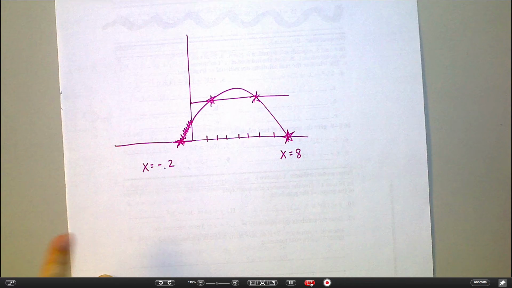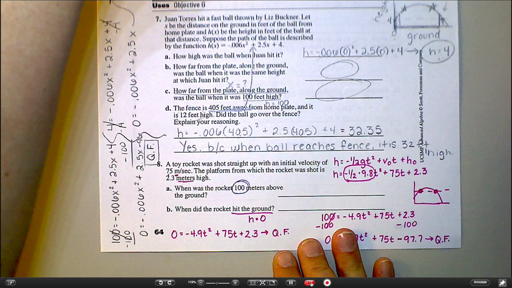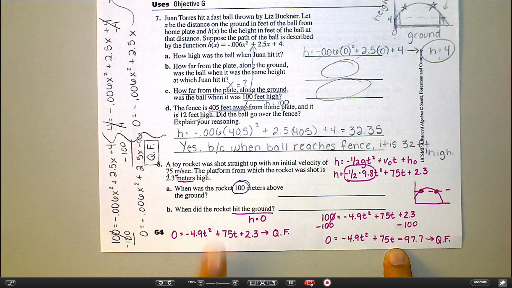Okay, so you just have to think about what it's asking you for before you decide what to do with those answers. Okay, so again, I'm going to leave the quadratic formula to you, but quadratic formula here, quadratic formula here, and then that's A and B. Okay, and that's all there is to that one.